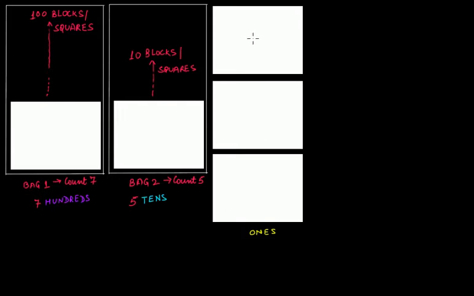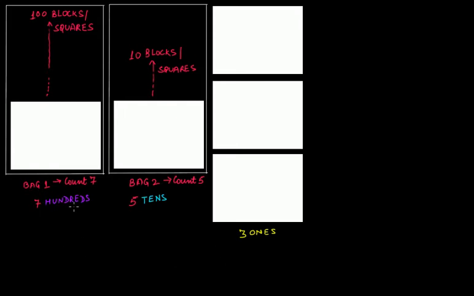And this is ones. So how many ones do you have? You have 3 ones: first one, second one, third one. So you have 3 ones. And if I have to write this in the form of a number, what will that be?